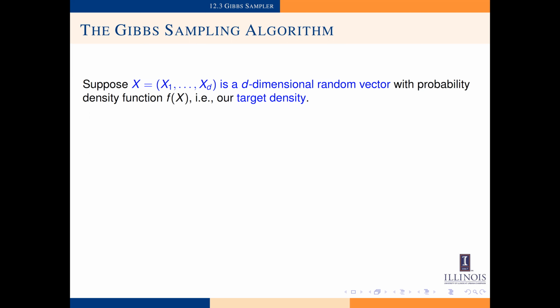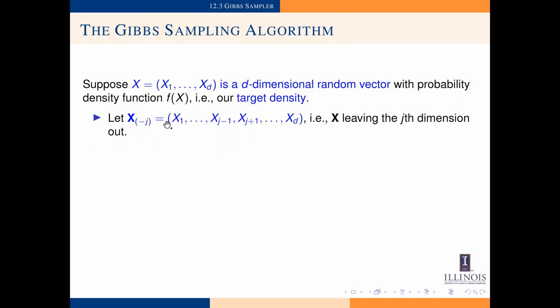For now, let's forget about Bayesian and introduce the Gibbs sampler to draw from a target distribution f in general. Let's suppose that the vector x, which is x1 all the way up to xd, is a d-dimensional random vector with probability density f, and f is our target density. Further, let's let x minus xj denote all of the entries of x excluding the jth dimension.